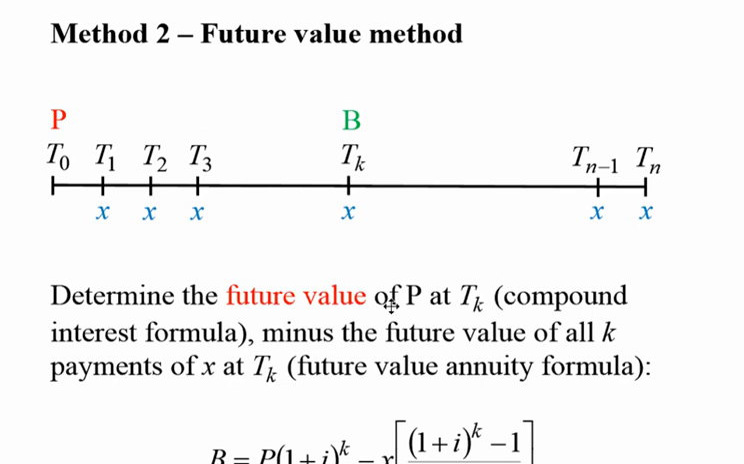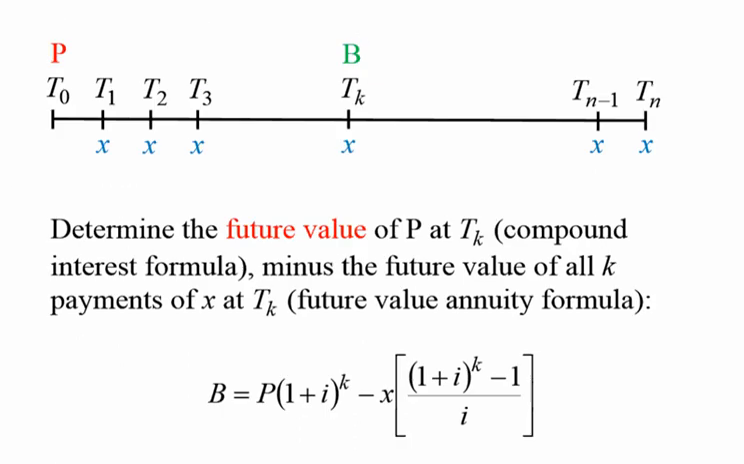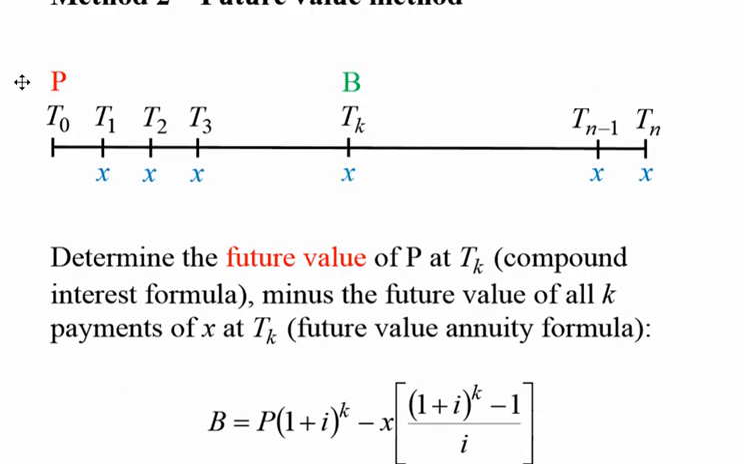Then you subtract the future value of all K payments of X at Tk. So it's the future value of all of these payments, that X, that X, that X, all of them up until that point, the future value of all K payments, including that one there. So then we're going to subtract them. P has accumulated interest all the way to there, but we take away the payments that have already been made, all according to the future value annuity formula. So that's what it looks like. You've got your future value of P at K, and you subtract the future value of all K payments of X at Tk, and that'll give you that value B at that point. And this is the method I recommend you use.